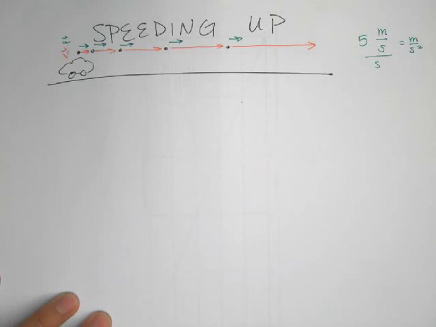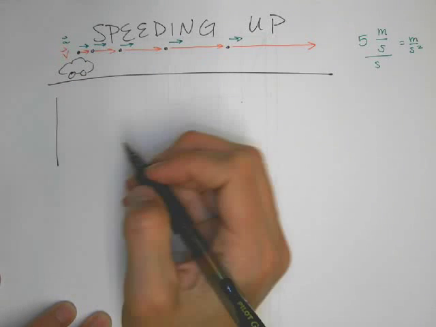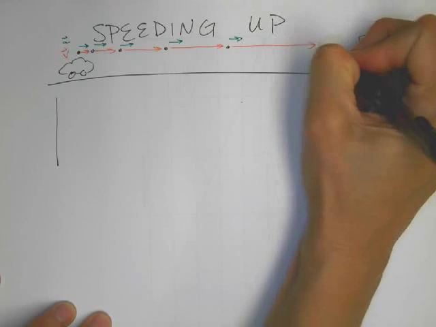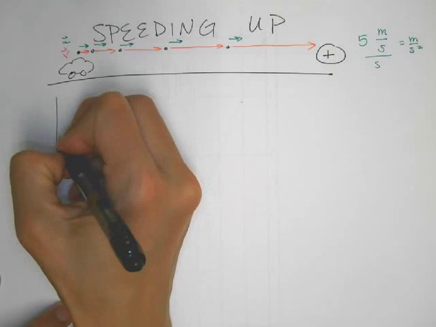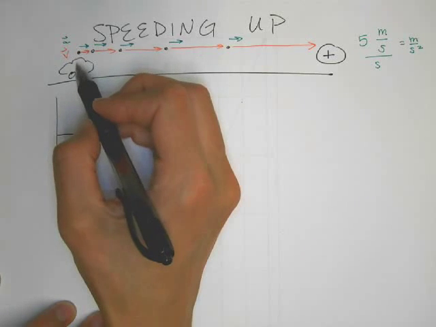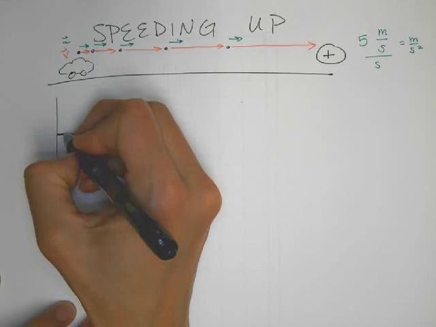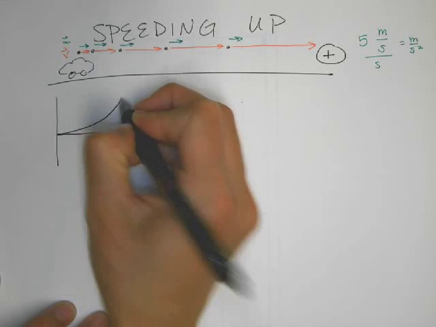Now let's draw some graphs to represent the motion of this car. We'll start off with a position versus time graph. I'm going to set this as the positive direction. On our position versus time graph, we're starting at a velocity of 0, so we should start with a slope of 0. And as time goes on, our line becomes steeper.